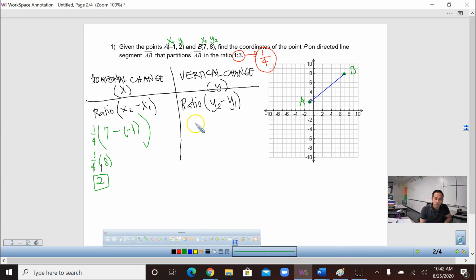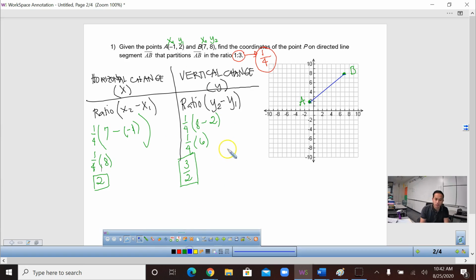Second is your vertical change. The vertical change will be again the ratio, which is 1/4, times the value of y2, which is 8, minus the value of y1, which is 2. Now we have 1/4 times 6, and 6/4 can be simplified as 3/2 as a fraction. Now we will be using this horizontal and vertical change on step 2.